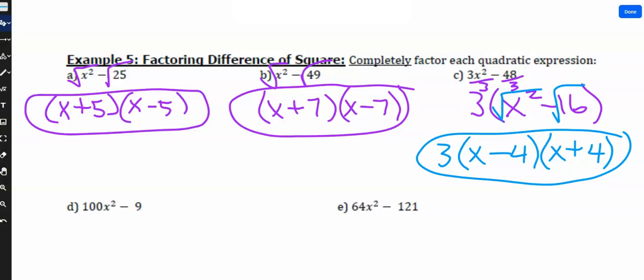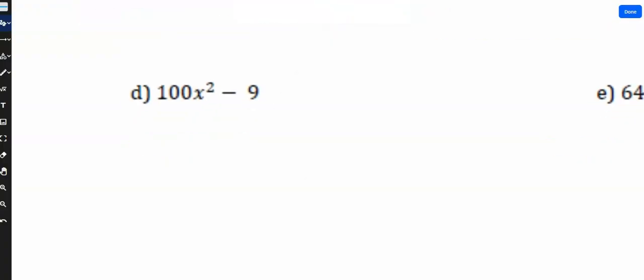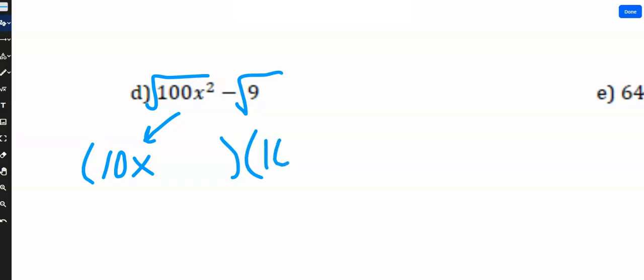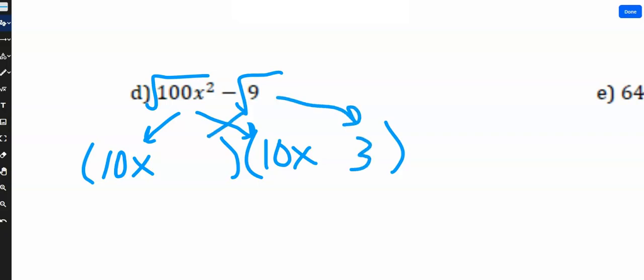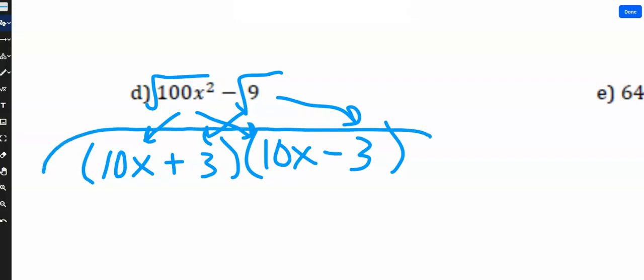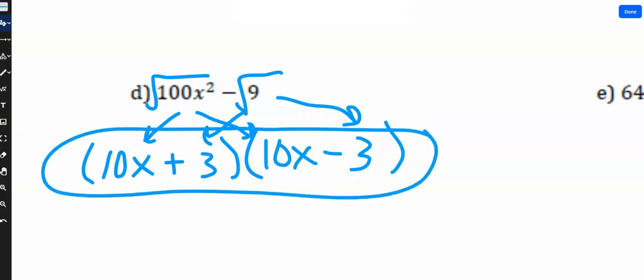Now, is there anything that goes into 100x squared and 9? No, there's not. So, and they both happen to be perfect squares. So I'm going to take the square root of each, and I'm going to go 10x, 10x, 3, and 3, and one's a plus, and one's a minus. Straightforward, folks. Square root, one's a plus, one's a minus.